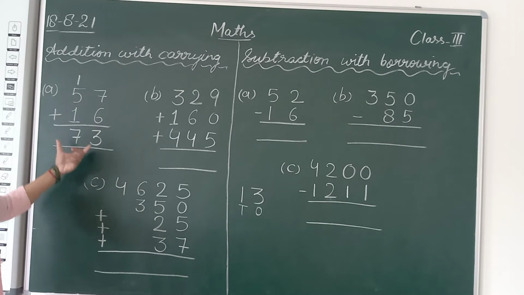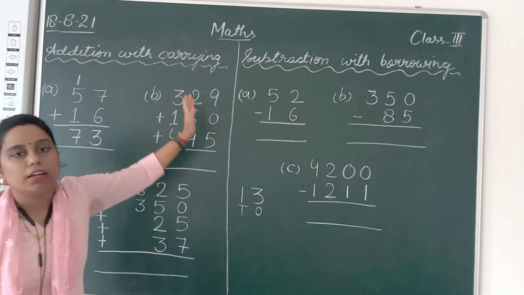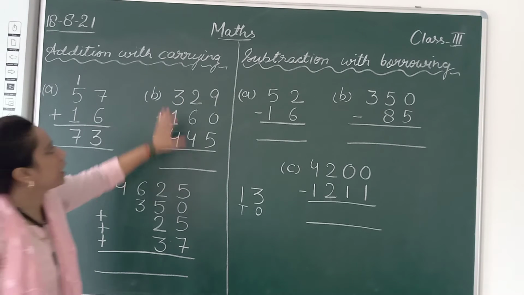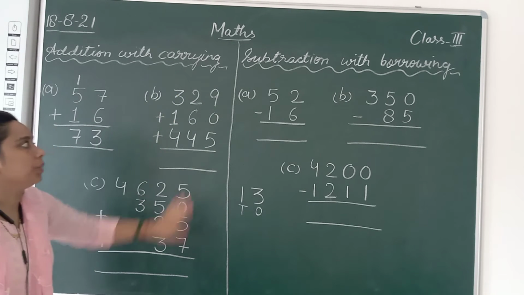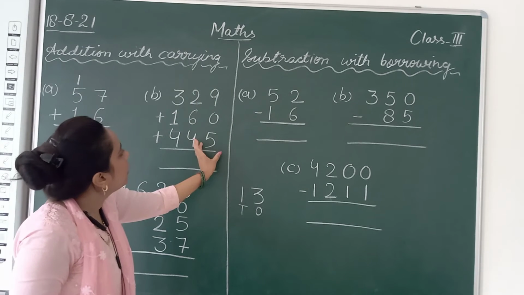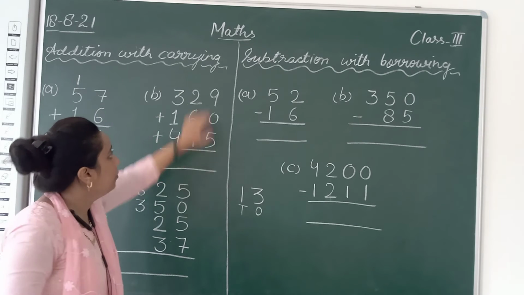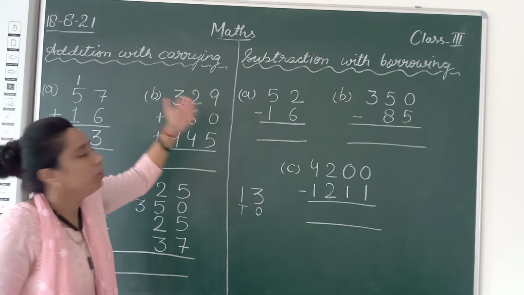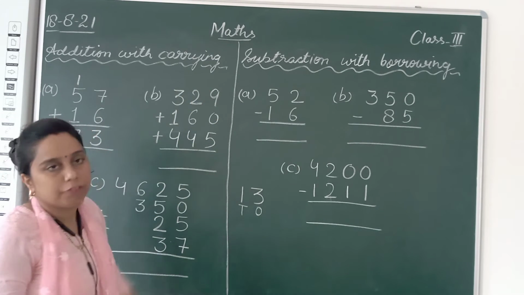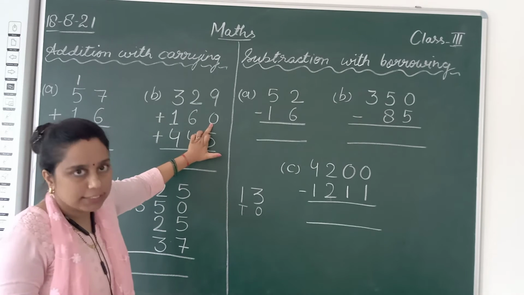So this is an example for two-digit numbers. Now let's take three-digit numbers. Here I have taken three-digit numbers, and now let's add them. So this is the ones place, these are ones place digits, this is the tens column, and this is the hundreds column. So first, what do we need to do? We need to add the ones column first. So 9 and 9 plus 0 is 9.